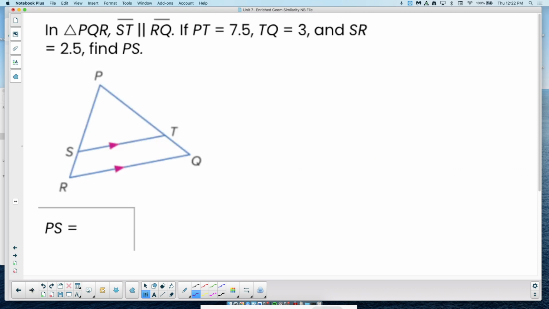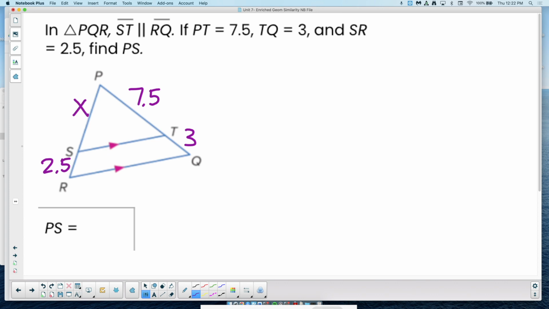So let's try this out here. It says in triangle PQR, ST is parallel to RQ. If PT is 7.5, TQ is 3, and SR is 2.5, find PS. So let's label it just so we can see what's happening. 7.5, 3, SR is 2.5, and our job is to find PS.